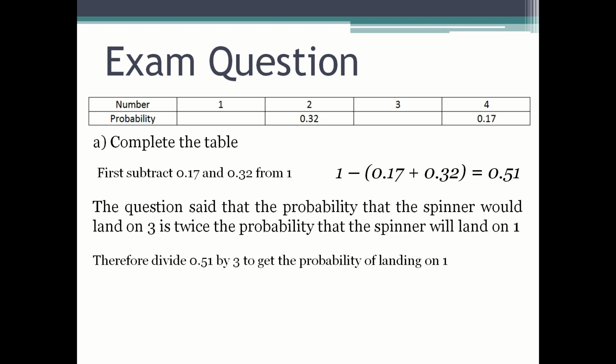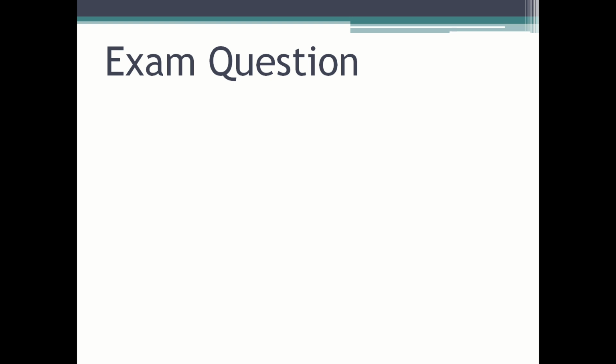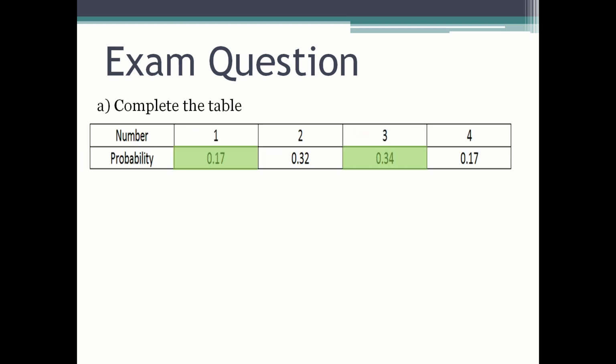And then from there, we divide 0.51 by 3 to get the probability of landing on 1, and that is 0.17 as well. And then you multiply 0.17 by 2 to get the probability for landing on a 3, and that is 0.34, which is now seen in the table. So now we've completed part A.